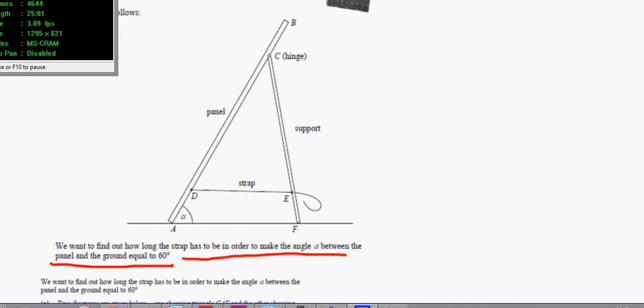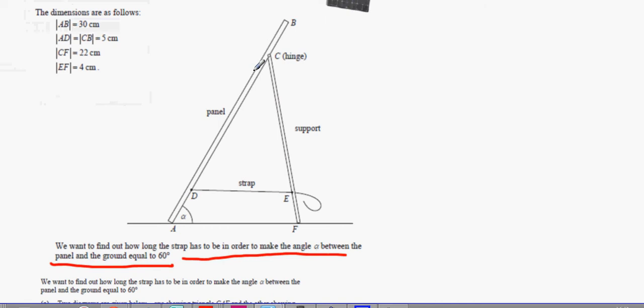Okay, so let's fill in some values here. A to B is 30. AD, which is here to here, is the same thing as CB, which is 5. Because A to B is 30, that makes the panel length 20, because 20 plus 5 gives you the 30. CF is 22, that's from here all the way down to here. And EF is 4, so EF being 4 takes away 4 from the 22 to give us 18. And the full thing here will be 22.